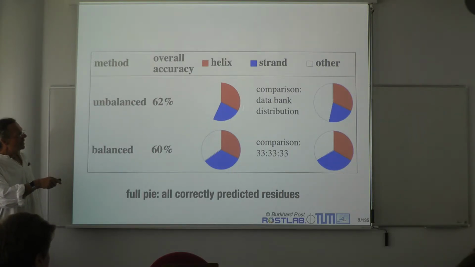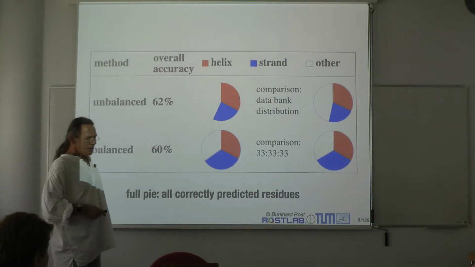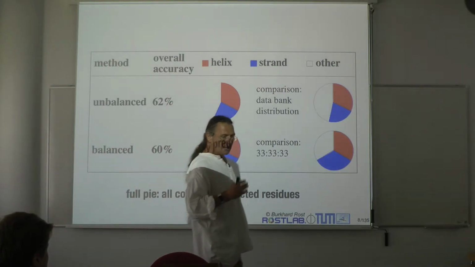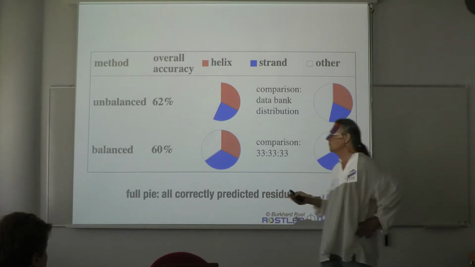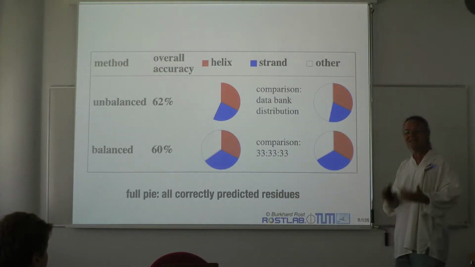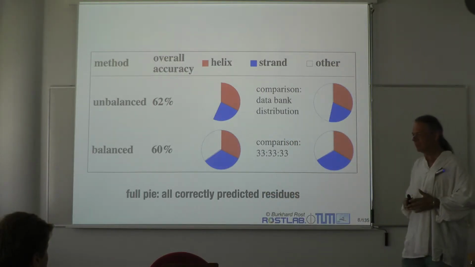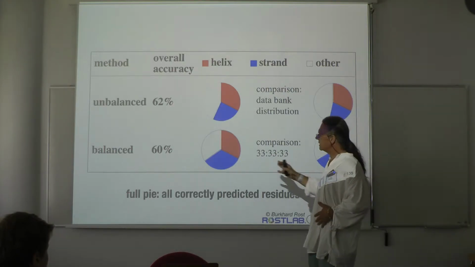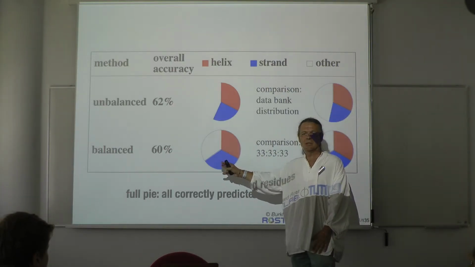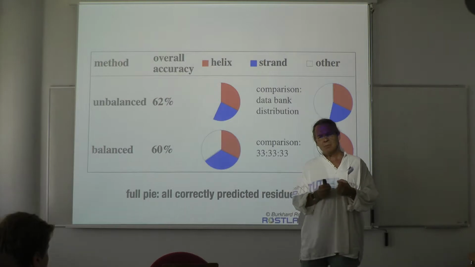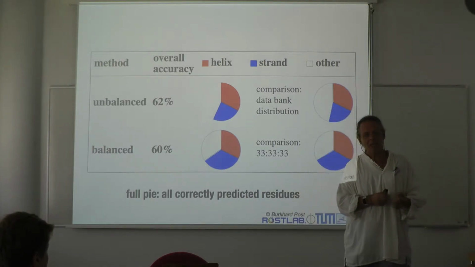While in this particular case, for the unbalanced training, what you get is that most correctly predicted residues are in the state other, or loop. The second highest is helix, and then comes beta strand. In fact, beta strand here is predicted slightly better than random, 40%, but not much better, while here it's pretty exactly equally good. Okay?